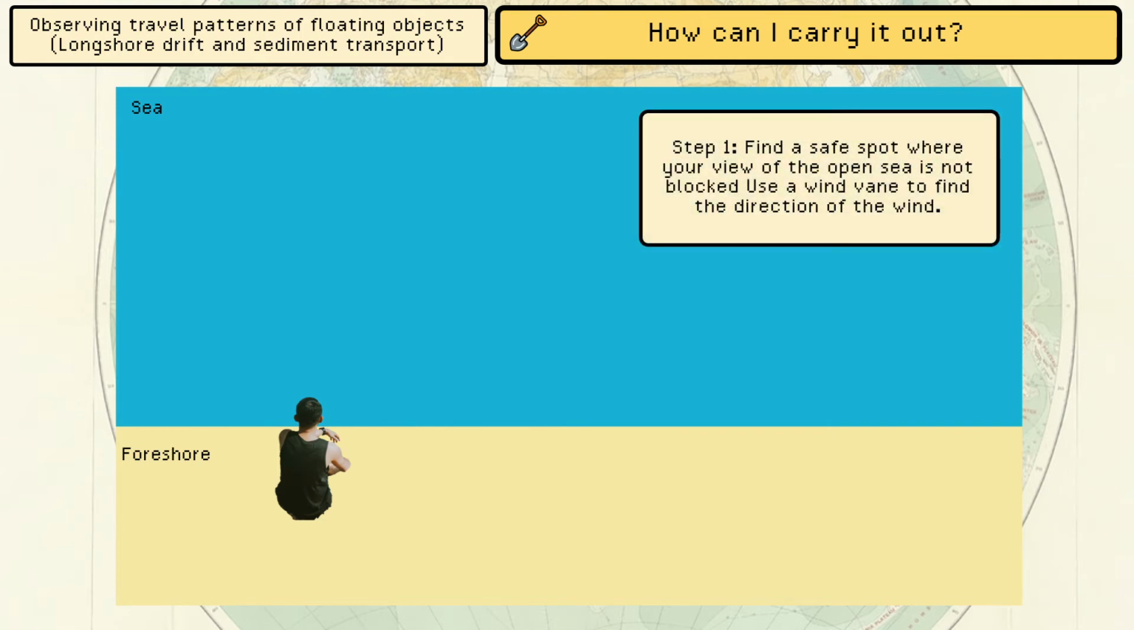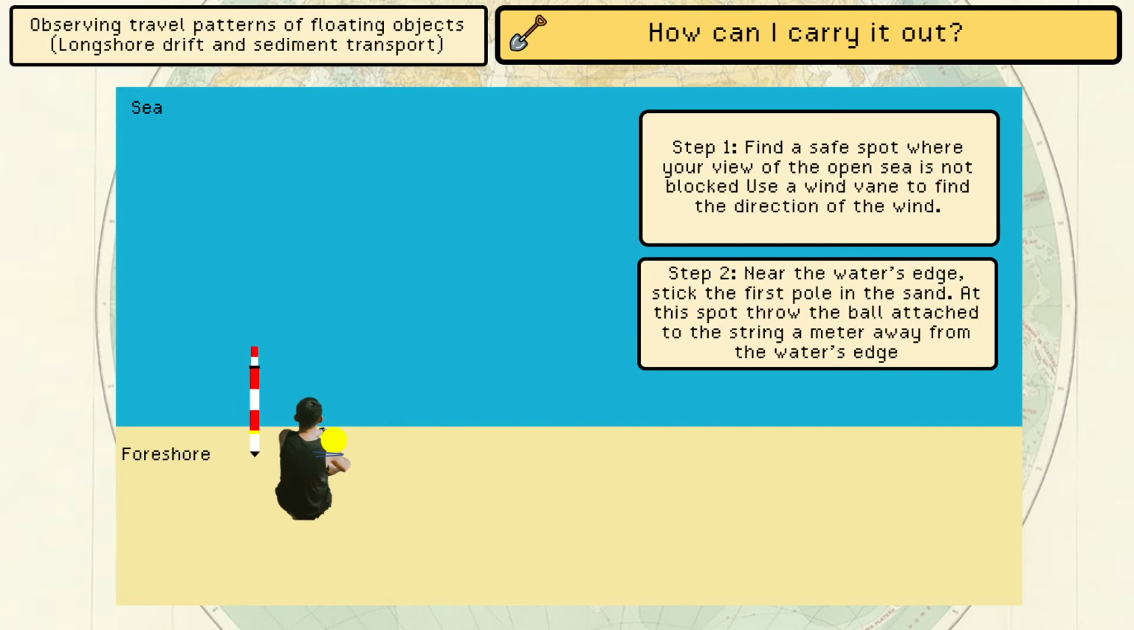So step 1, I need you to find a safe spot where your view of the open ocean is not blocked. And then you will use a wind vane to find the direction of the wind. So I assume that all of you know how to use a wind vane, and that you know how to align it to the compass. Okay, so you cannot get this step wrong.